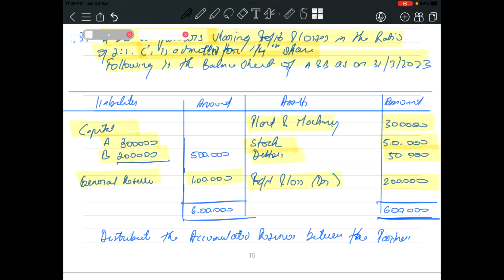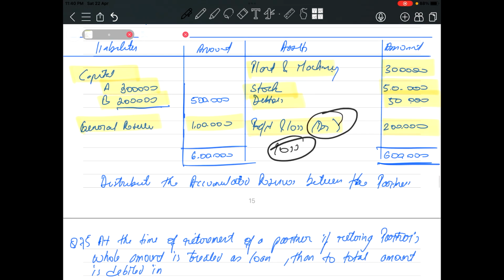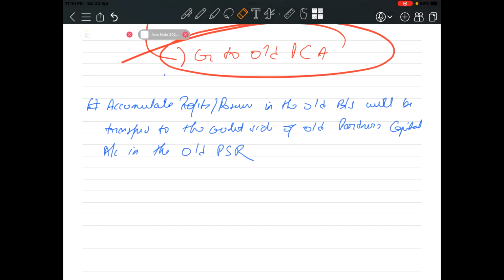Now profit and loss is on the debit side, so this will represent a loss. I hope you know this, that profit and loss on the debit side will be a loss. Now let's distribute this among the partners.